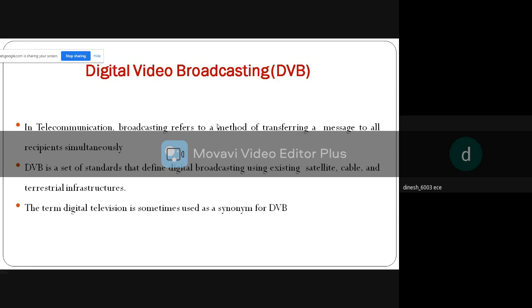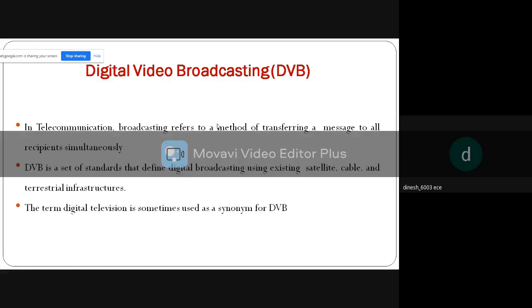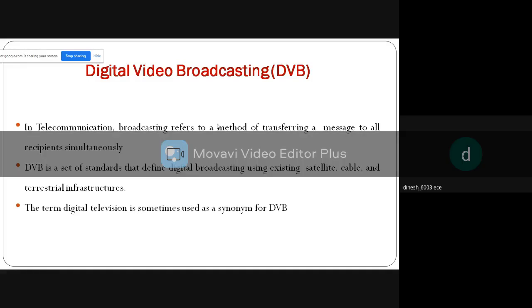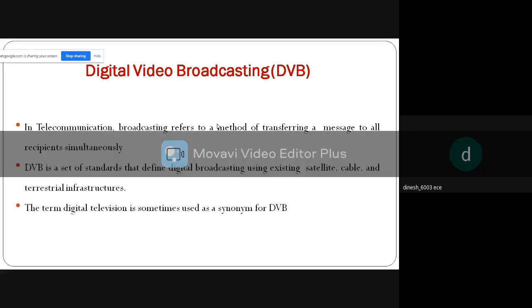DVB, digital video broadcasting, is a set of standards that define digital broadcasting using the existing satellites, cables, and terrestrial infrastructures, or OFCs. This digital video broadcasting is an example of simplex, where from studios all the video, which comprises audio as well as image sequences, is processed and sent to receivers simultaneously. Sometimes digital television is also an abbreviation; sometimes it is called DVB. Television is the best example of DVB.